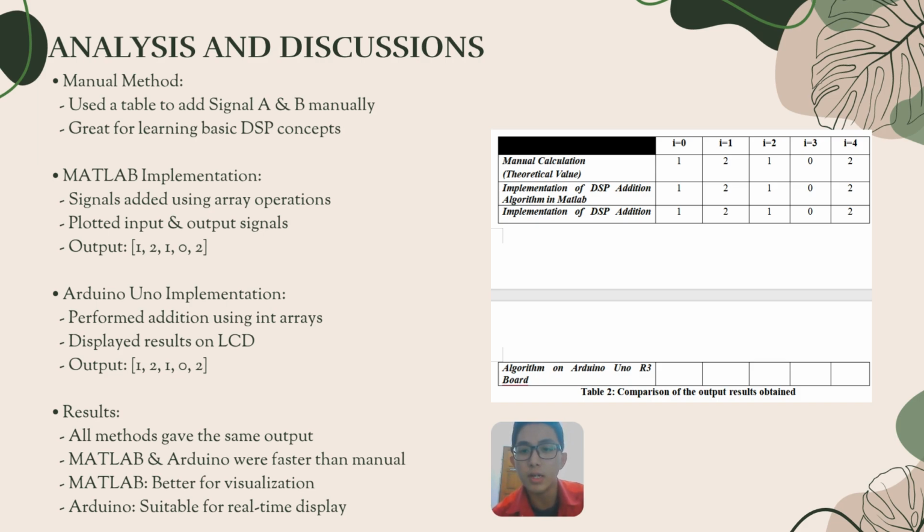Next we move on to the data analysis and discussion part. We collected all the data and tabulated it in a table, and it showed almost similar output results for the output signal C, regardless of which method you use. But actually MATLAB and Arduino can work faster than manual calculation. MATLAB can provide better visualization because it can provide a graph for us to understand the output signal clearly. And Arduino is suitable for real-time display.